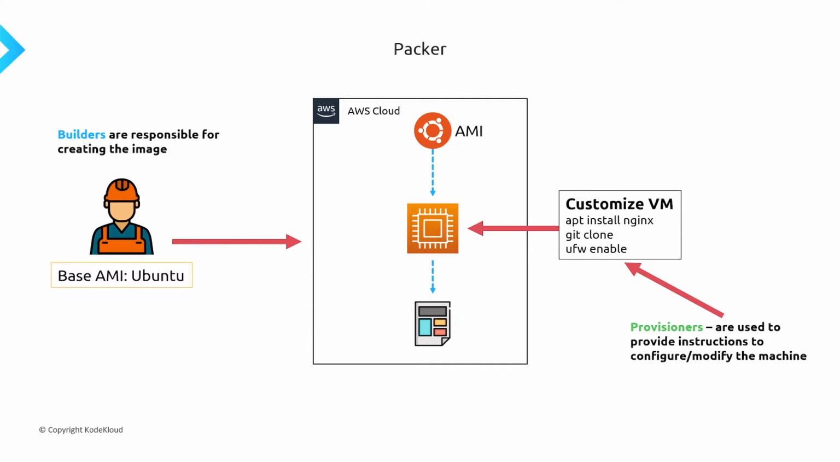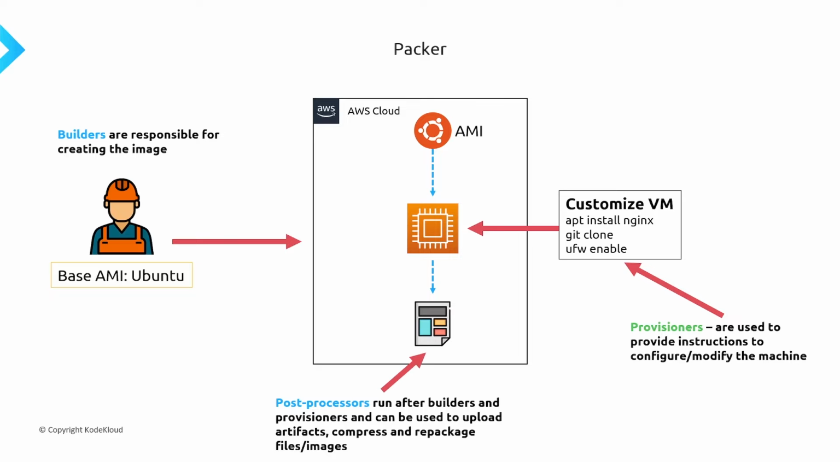And after that image has been created, the post processors run. So these run after the builder and the provisioners have run and can be used to upload artifacts, compress, and repackage files and images. And so Packer can do all of this with one single config file, and by running one single command, Packer will actually perform all these operations for you, really simplifying the whole process of creating your own custom images.